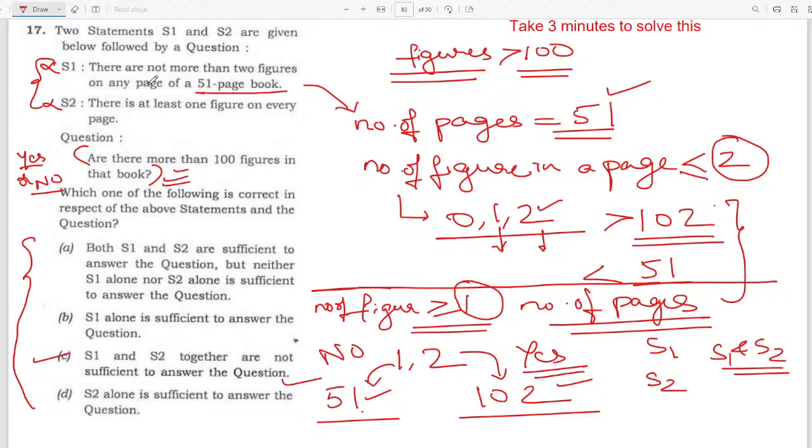I hope this is clear, LKR. Okay. We'll move to the next question then.